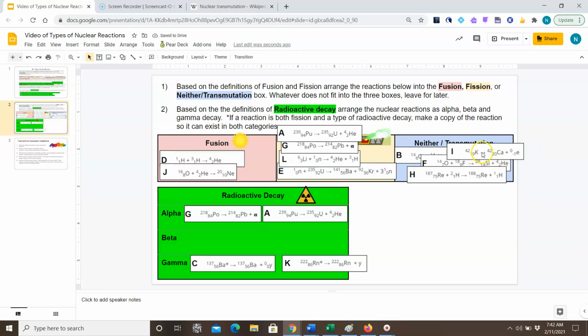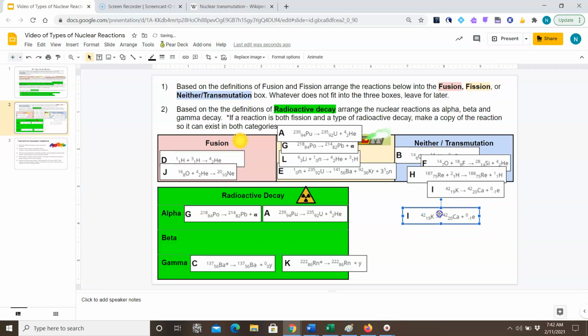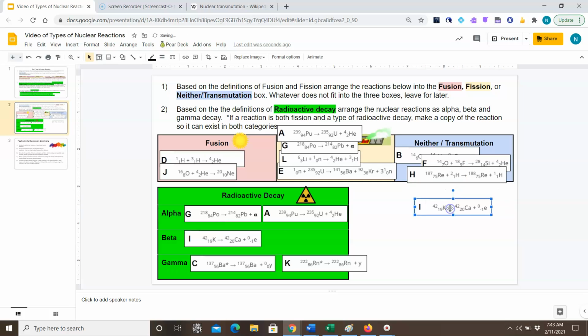Now let's take a look at the transmutation. So let's start with the top one I see here, I. We have potassium-42 forming calcium-42. And do you know what this particle is? That's a beta particle, right? So what do you think that goes under? You're absolutely right. It goes under both transmutation and we're going to put it under beta. So I made a copy to keep under transmutation.